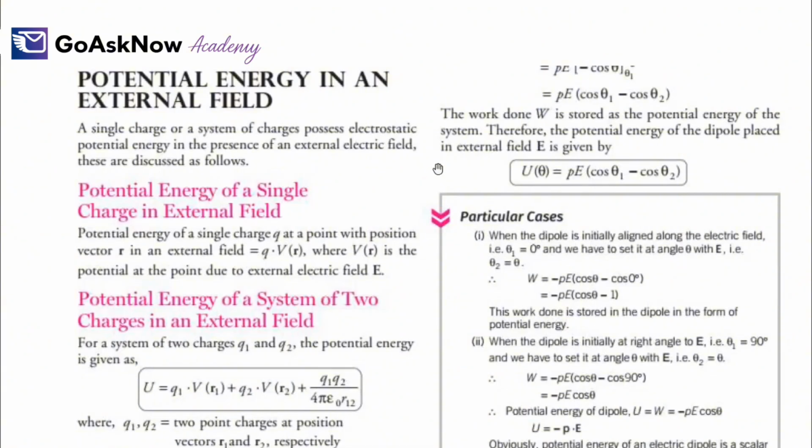Potential energy of a single charge in an electric field. If a single charge is placed in an external electric field and has a position vector r, the work done is equal to q times V of r, where V(r) is the potential at the point due to the external electric field E. Suppose you have a point charge placed in a uniform electric field, with position vector r from the origin, and the potential is a function of r. That is how the formula is written: work done equals q times V(r), where V(r) is the potential at this point due to the external field E.